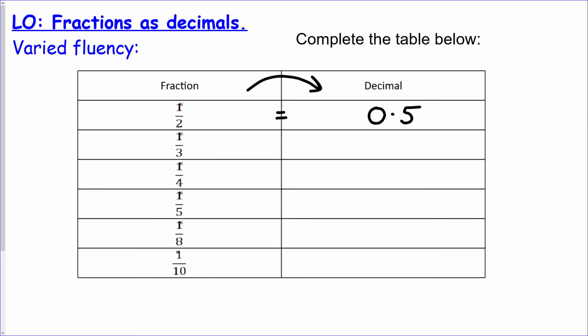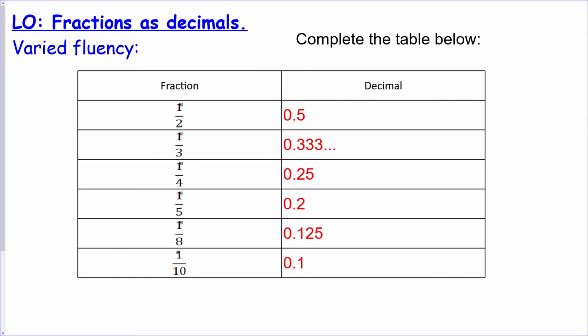So you should have now given yourself enough time to complete that table. Let's have a look at what the answers should have been. So for 1/3, we should have got 0.333, because it's 0.3 recurring. I would also let you have just 0.333 or 0.33. I will let you have either of those. For 1/4, we should have got 0.25. For 1/5, we should have got 0.2. For 1/8, 0.125, and for 1/10, 0.1.